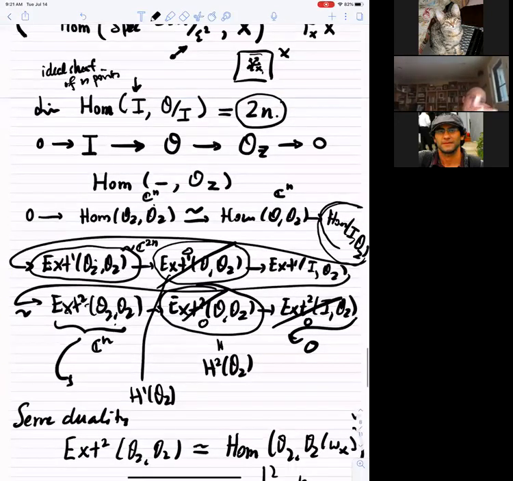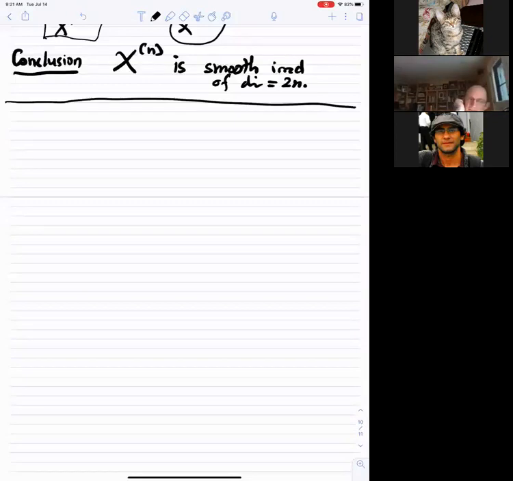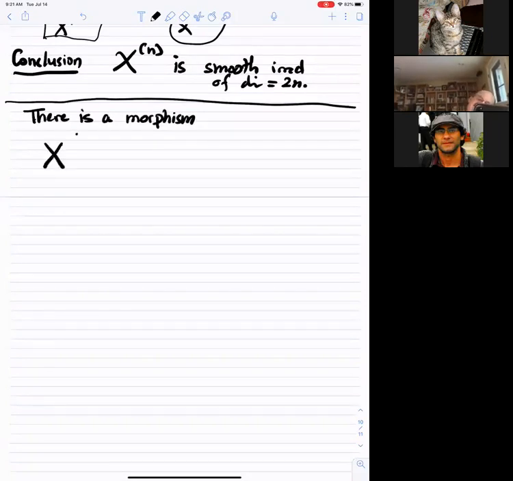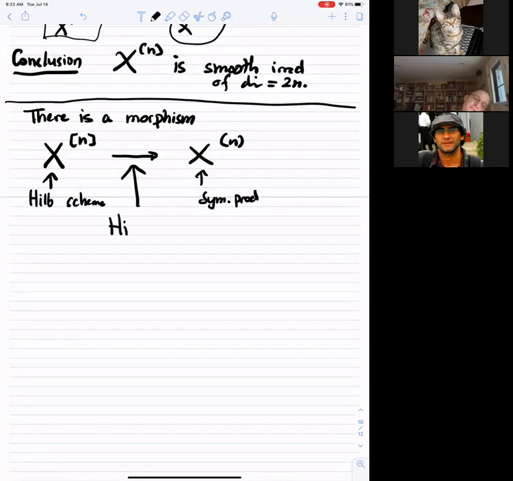So I didn't do this, but maybe I should do it a little bit. So let's think a little bit. There is still a morphism from the Hilbert scheme to the symmetric product. So this is the Hilbert scheme. This is the symmetric product, right? There is a morphism. It has a name. It's called the Hilbert-Chow morphism.